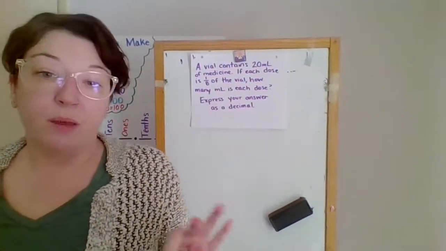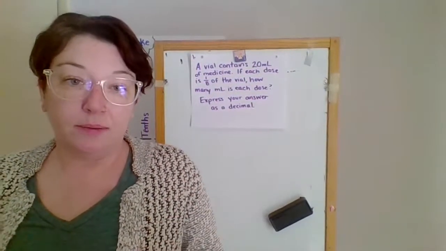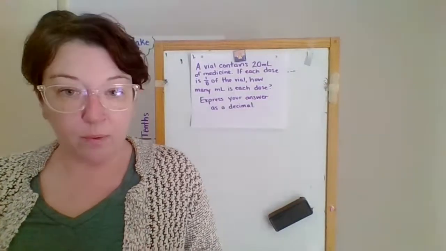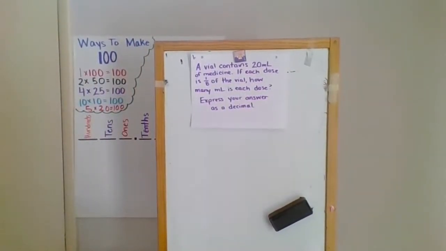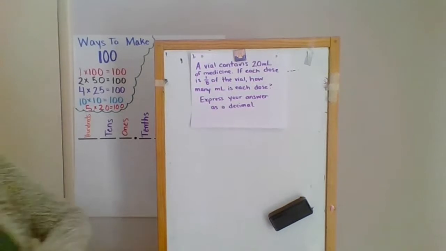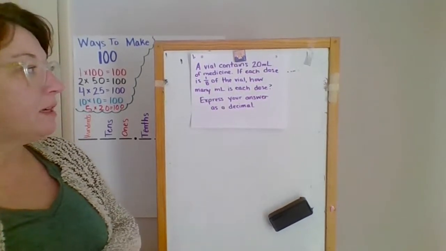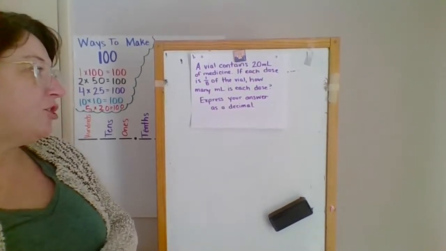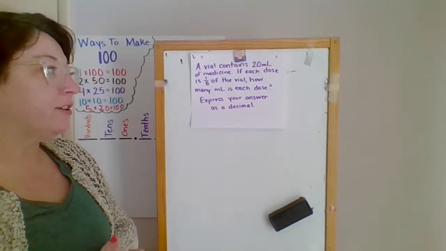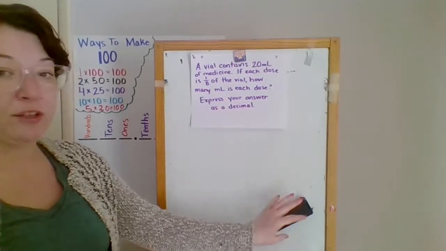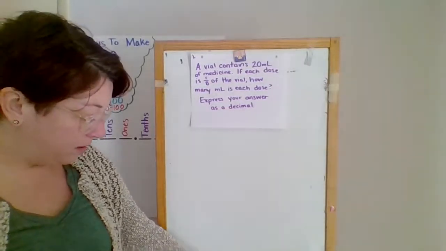So remember, we want to read the problem 3 times. So go ahead and preview that problem on your own. So it says a vial contains 20 milliliters of medicine. If each dose is 1/8 of the vial, how many milliliters is each dose? Express your answer as a decimal.